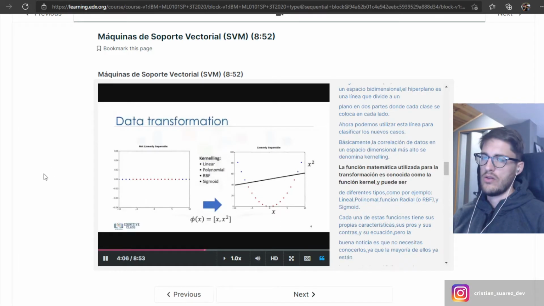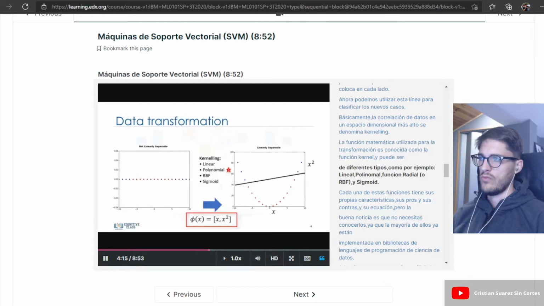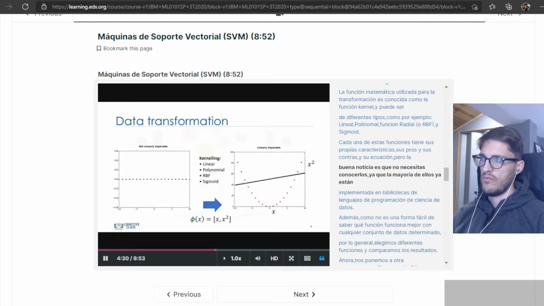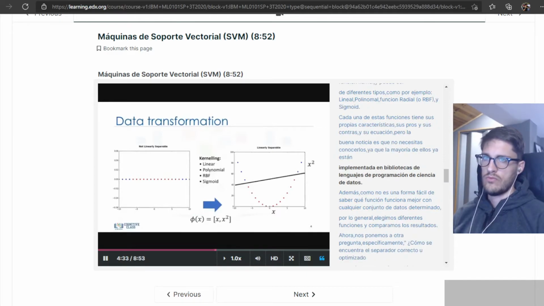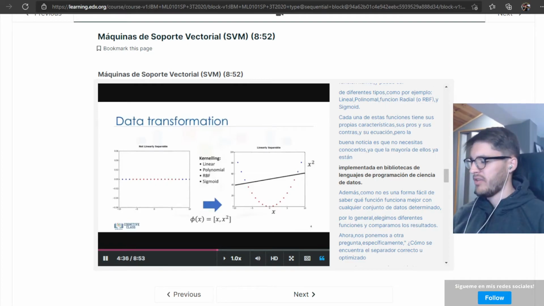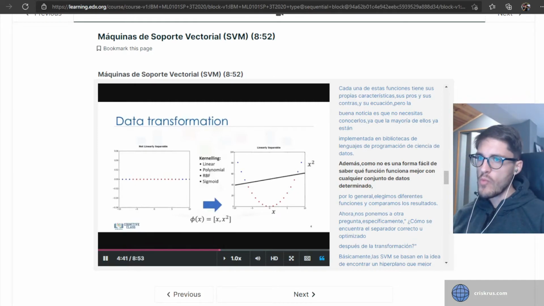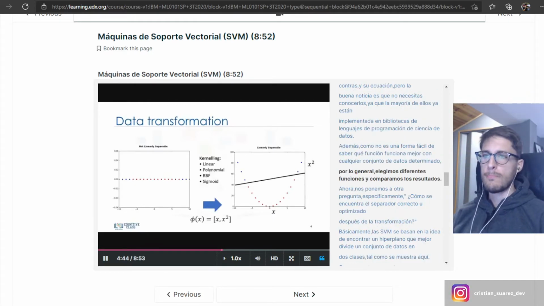The mathematical function used for the transformation is known as the kernel function and can be of different types, such as linear, polynomial, radial basis function, or RBF, and sigmoid. Each of these functions has its own characteristics, its pros and cons, and its equation. But the good news is that you don't need to know them, as most of them are already implemented in libraries of data. Also, as there's no easy way of knowing which function performs best with any given data set, we usually choose different functions in turn and compare the results.